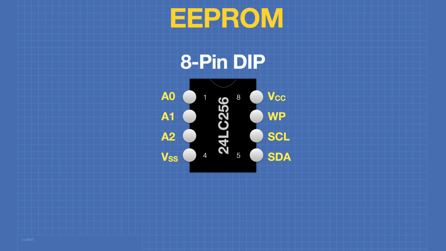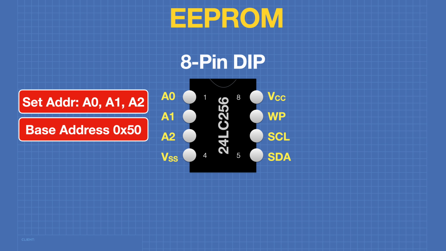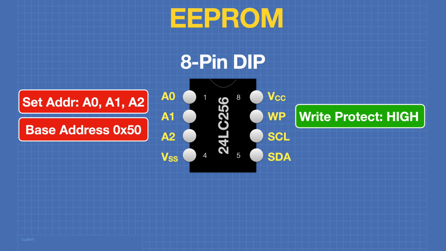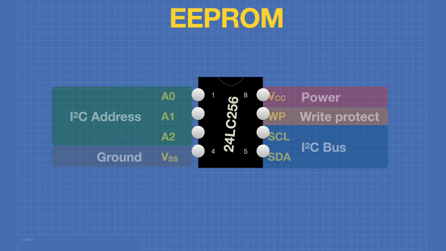The 24LC256 that we'll be using is an integrated circuit in an 8-pin DIP. Pins 1, 2, and 3 are the A0, A1, and A2 pins, which are used to set the I2C address. The base address of the device is hexadecimal 50. If you hold the write protect pin high, you'll prevent being able to write to the device. The pinout of the 24LC256 is as follows, with VCC or power on pin 8 and ground on pin 4. You can see pins 5 and 6 are used for the I2C bus.